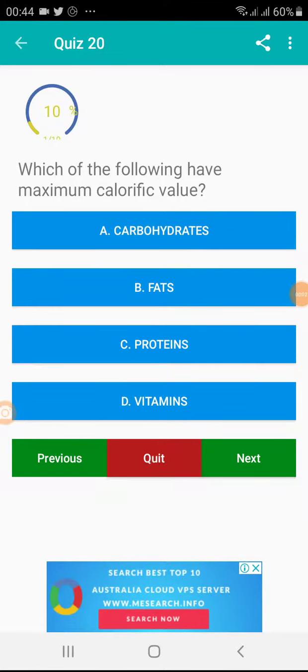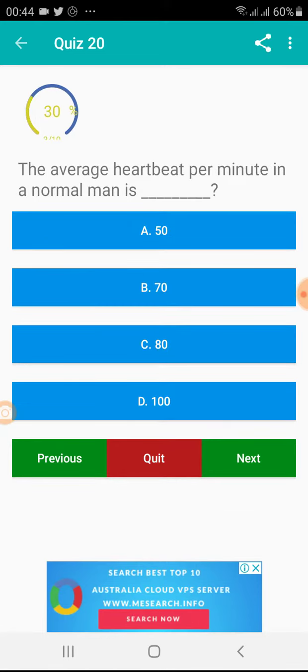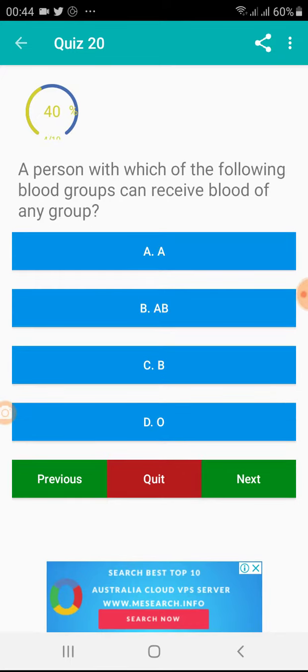Bismillahirrahmanirrahim. Which of the following have maximum calorific value? B. Fats. Which of the following vitamins promote healthy function of eyes in human beings? Vitamin A. Correct. The average heartbeat per minute in the normal man is 70. Correct. A person with which of the following blood groups can receive blood of any group? Correct. AB.